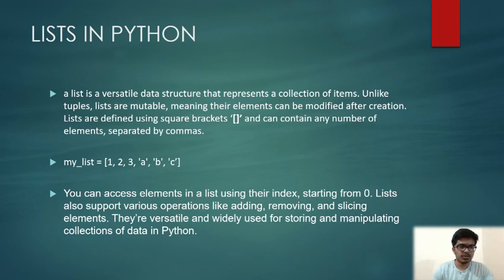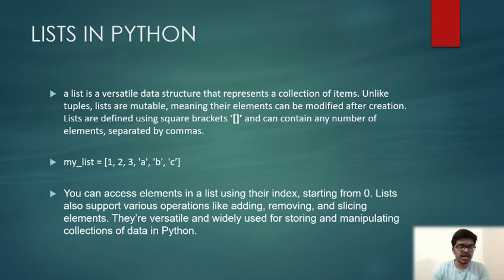A list is a versatile data structure that represents a collection of items. Unlike tuples, lists are mutable, meaning the elements can be modified after creation. Lists are defined using square brackets and can contain any number of elements separated by commas. You can access elements in a list using their index starting from 0. Lists also support various operations like adding, removing, and slicing elements. They are versatile and widely used for storing and manipulating collections of data in Python.